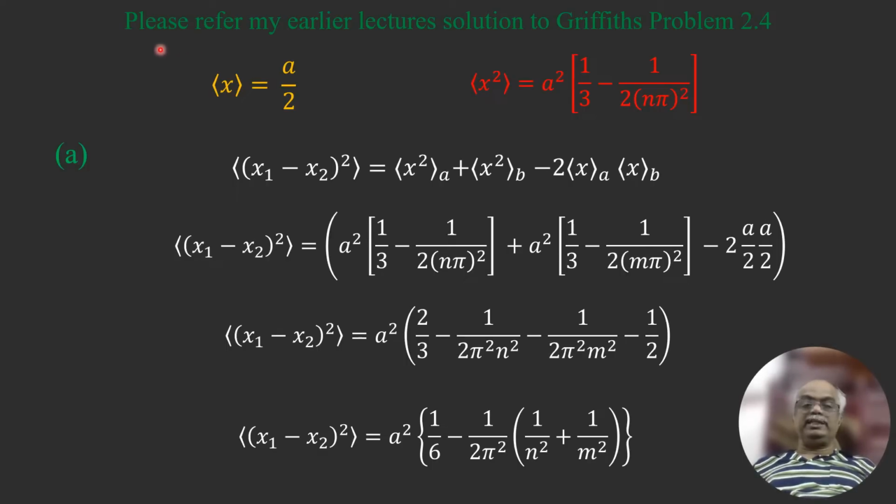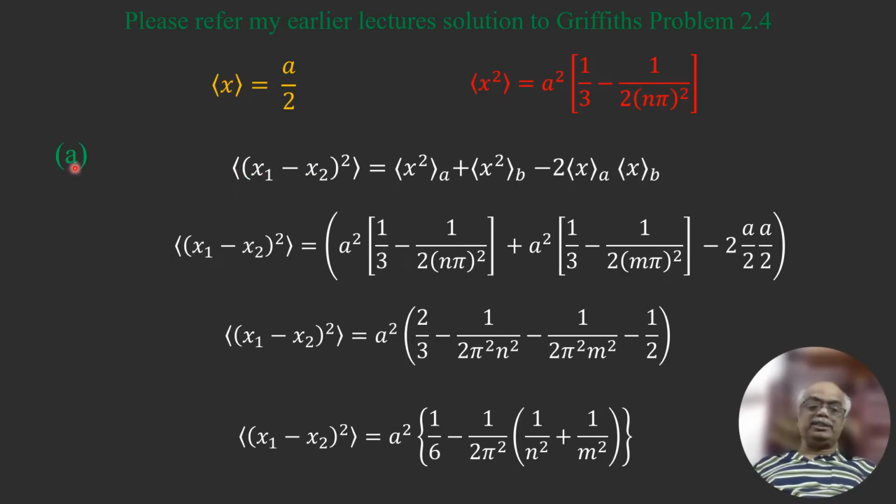Before going into the detail, please refer to my earlier lecture, Solution to Griffiths Problem 2.4. I have given the link in the description box. The expectation value of x is equal to a by 2 from that problem, which is also related to the infinite square well potential. And the expectation value of x squared is equal to a squared times (1 over 3 minus 1 over (2 n pi) whole squared). So now you apply this to the expression.